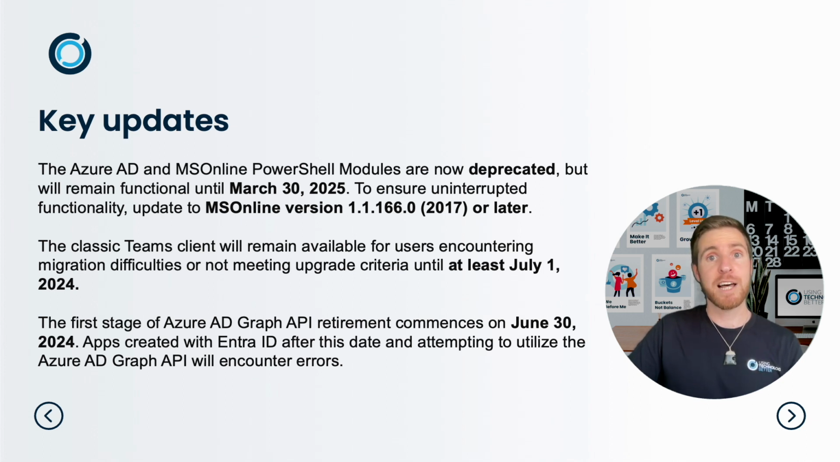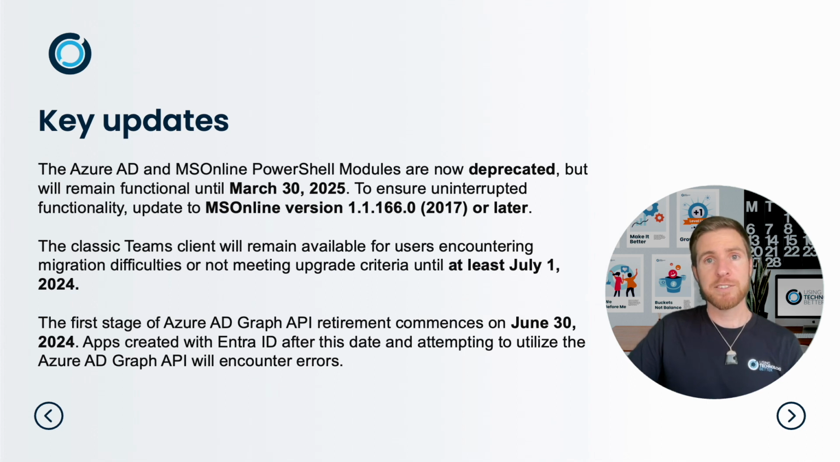The Classic Teams client will continue to be accessible for users who are facing migration challenges or do not meet the upgrade requirements until at least July 2024. It's good to see that Microsoft has been listening. There's been a lot of outcry, especially from large organizations that have struggled to migrate their users from classic teams to new teams. So it's great to see that they've extended this a little bit.